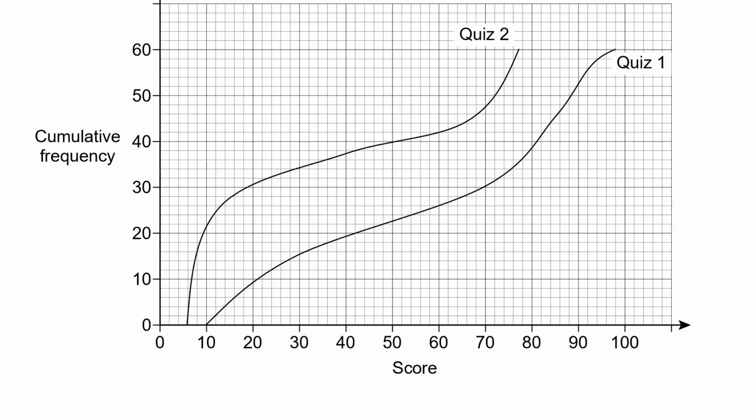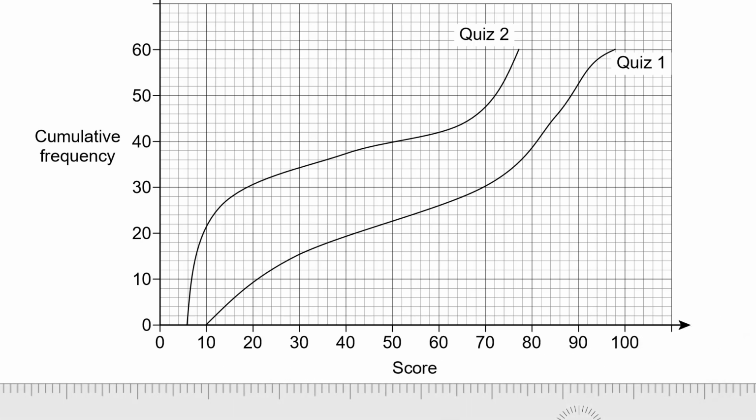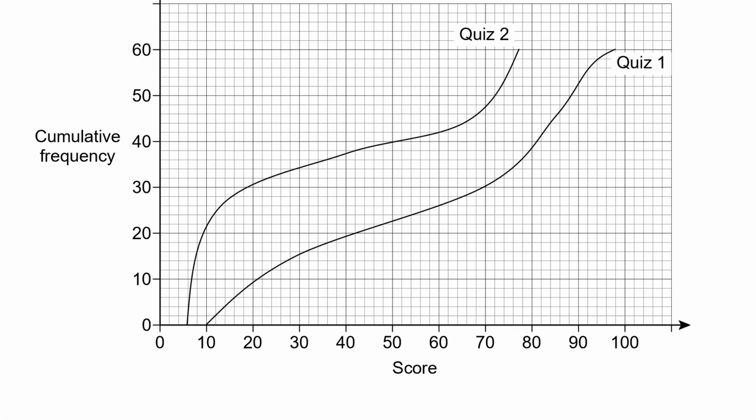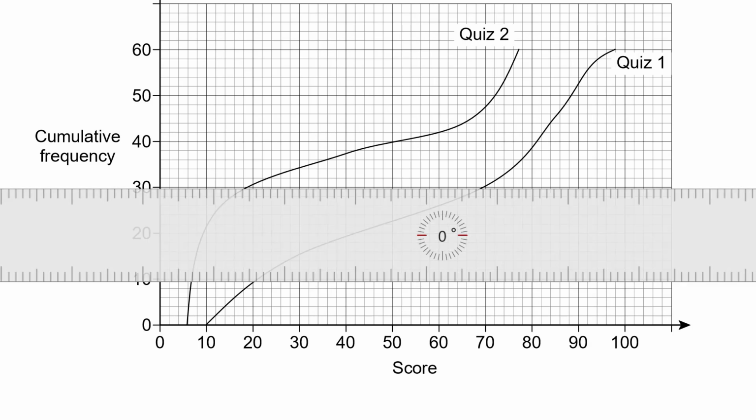Now, though, at first glance it might appear that people would have done better at quiz 2 than quiz 1. That's not actually how cumulative frequency graphs work, that the higher the graph is, the better you're going to do. Now let's consider what we just did, finding the median value. So if I read off at 30 for both tests and find out what the median is for both of them.